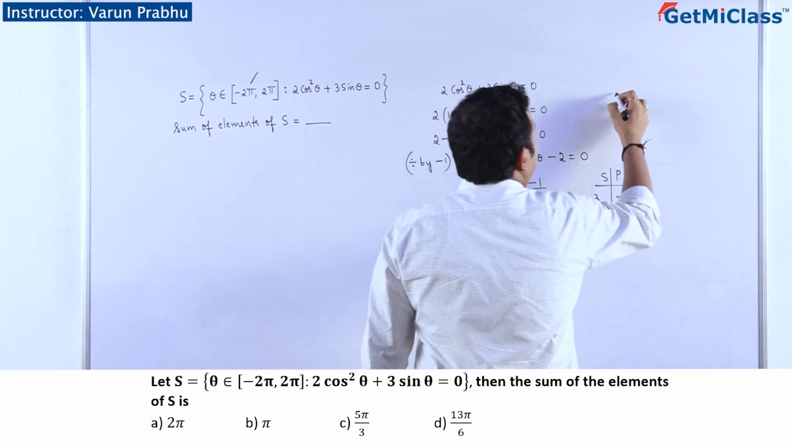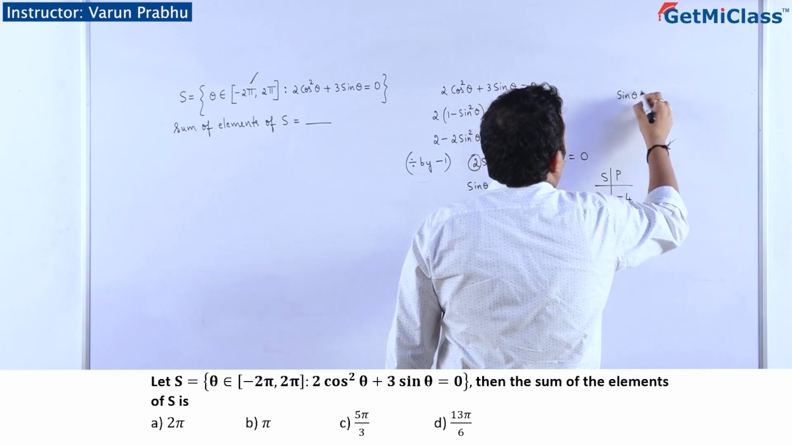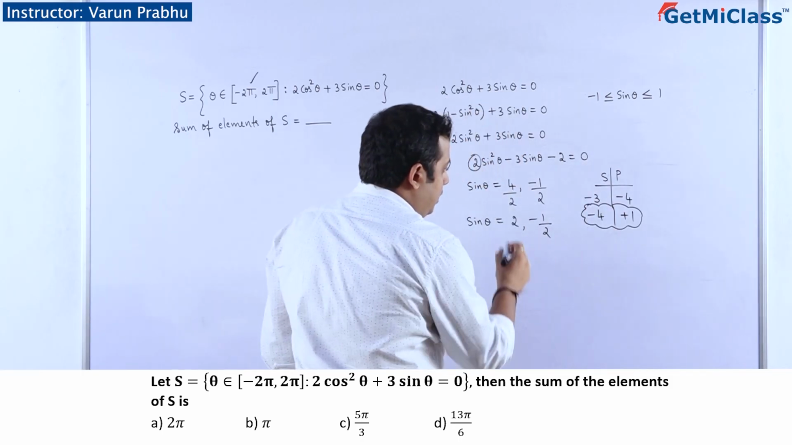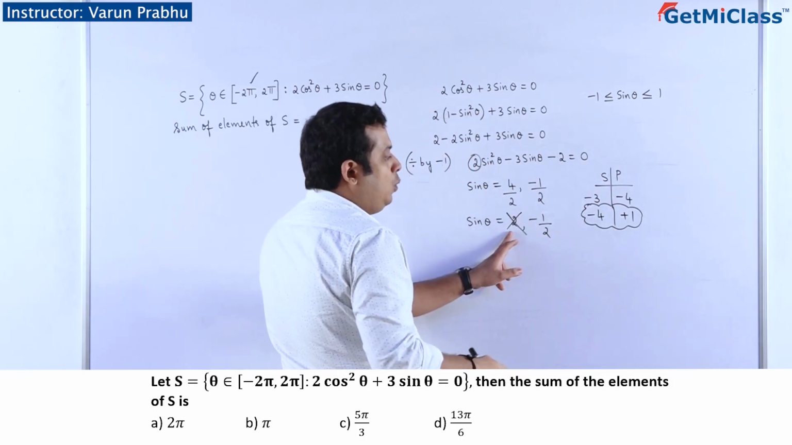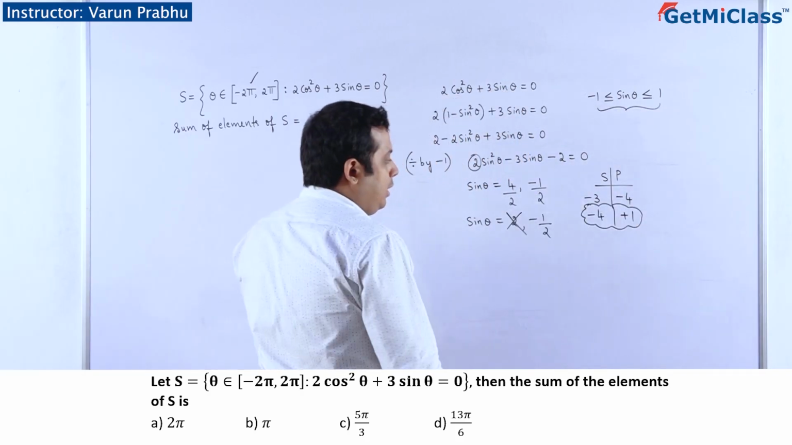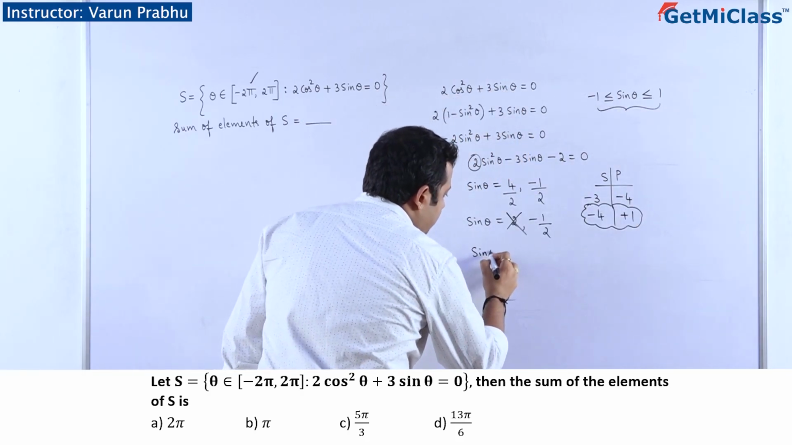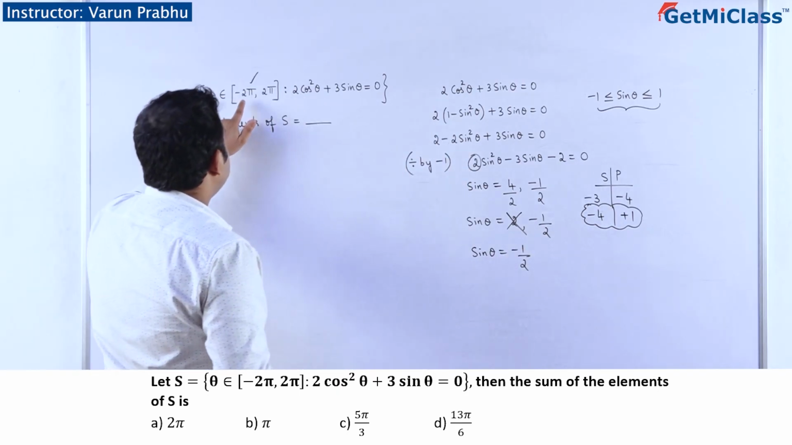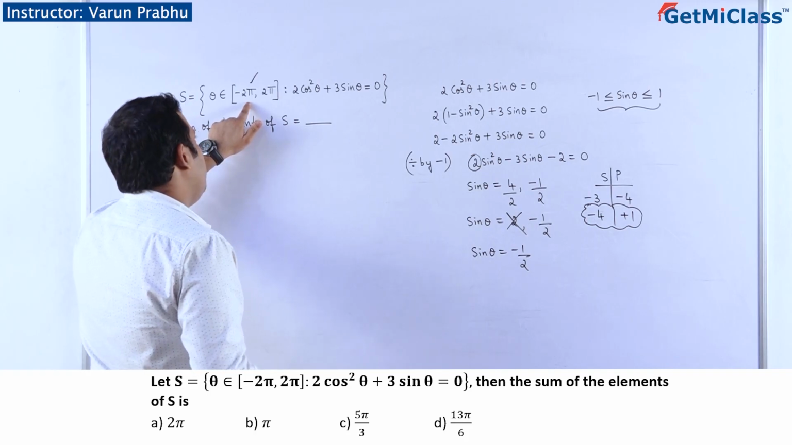But we definitely know that the value of sin theta will always lie between minus 1 and plus 1, right? So this value cannot be the answer to the question. 2 has to be neglected because sin theta always lies between minus 1 and plus 1. So your answer for sin theta should be equal to how much? Minus half. So sin theta is minus half and theta belongs to this particular interval.